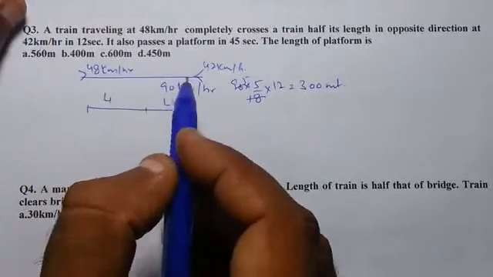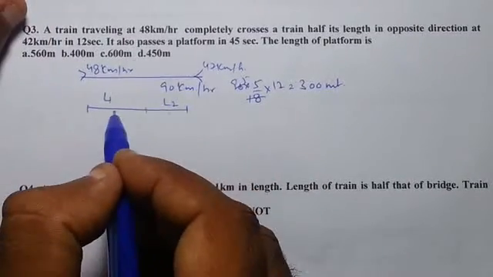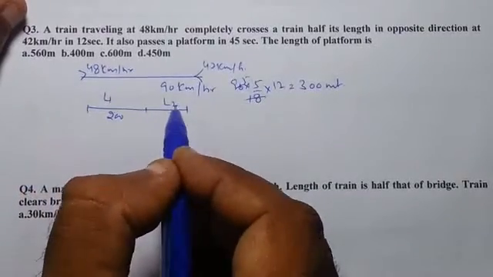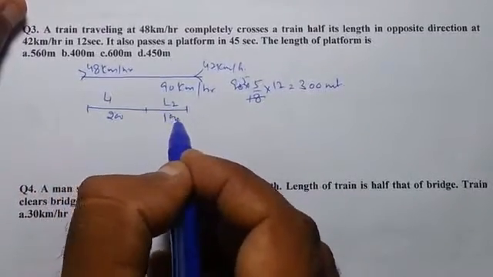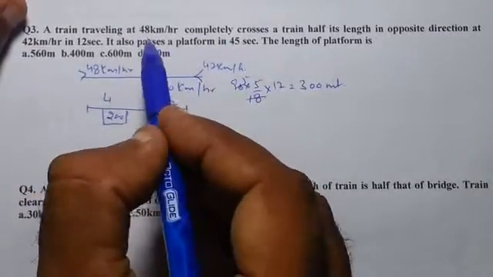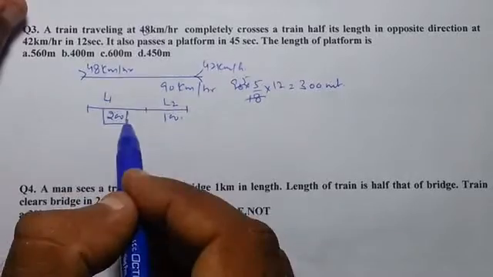And the ratio is also given. The second train is half the length of the first train. So if the first train is 200 meters, the small train is 100 meters. So the length of the train that is going at a speed of 48 km per hour is 200 meters.